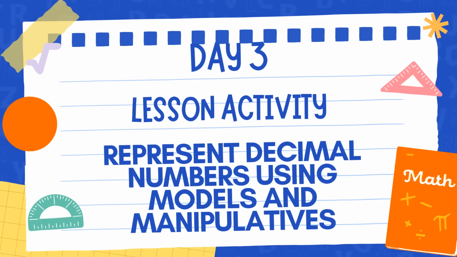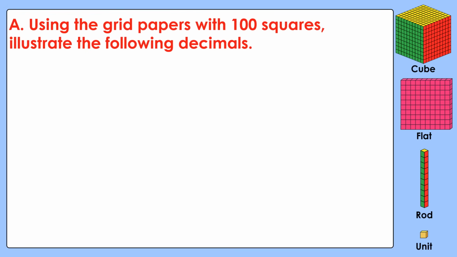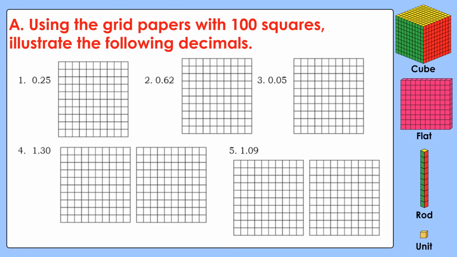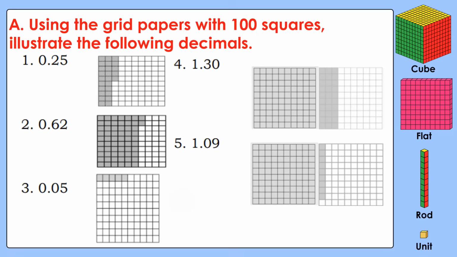Day 3 lesson activity. Represent decimal numbers using models and manipulatives. A. Using the grid papers with 100 squares, illustrate the following decimals. Number 1, 0.25. Number 2, 0.62. Number 3, 0.05. Number 4, 1.30. And number 5, 1.09. And here's the answer.